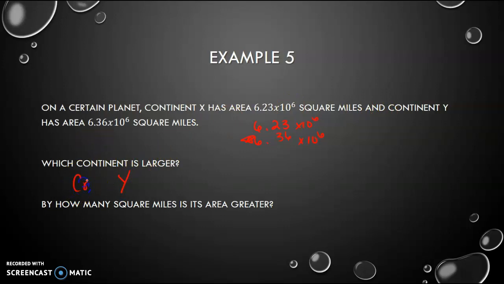Continent Y. Here we'll put C-O-N-T for continent. And then it asks, by how many square miles is that area greater? Well, that's asking for the difference. What is the difference in their areas? So in order to do that, we're going to do 6.36 times 10 to the 6th minus 6.23 times 10 to the 6th. Keeping in mind that when we're adding and subtracting, we have to have the same powers of 10. And here we have 10 to the 6th and 10 to the 6th. So we're really just going to take 6.36 minus 6.23 and then keep the times 10 to the 6th power. So 6.36 minus 6.23 is 0.13 times 10 to the 6th power.